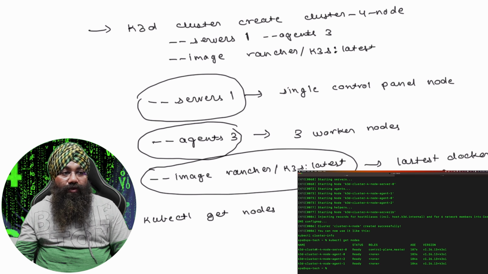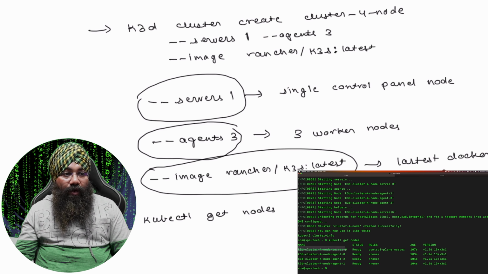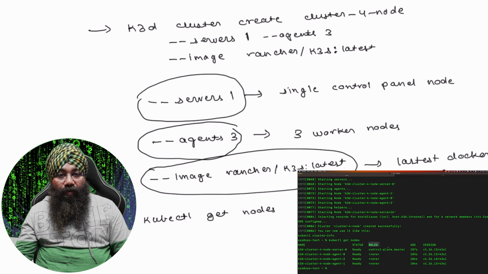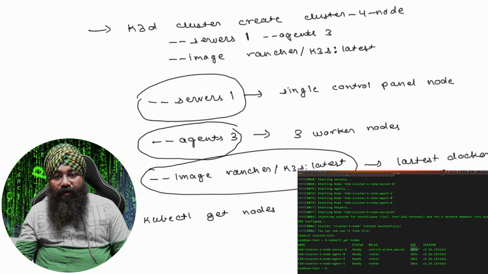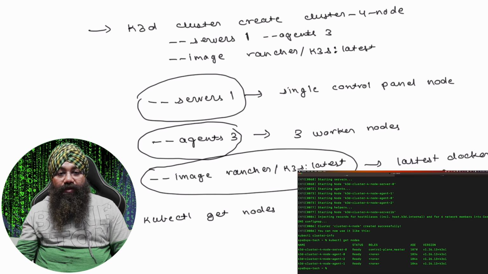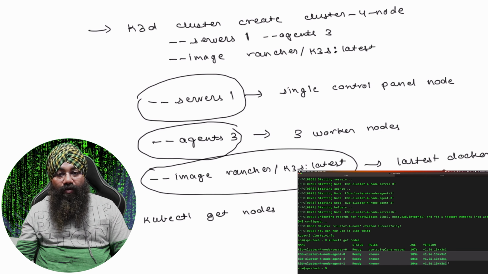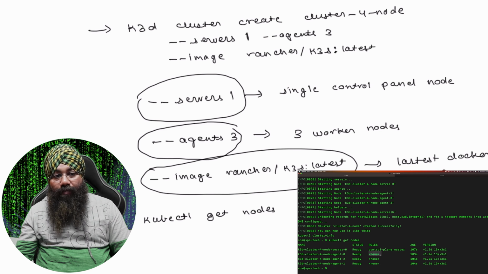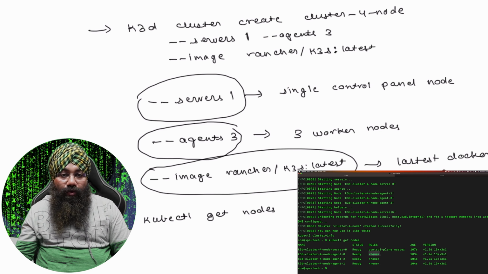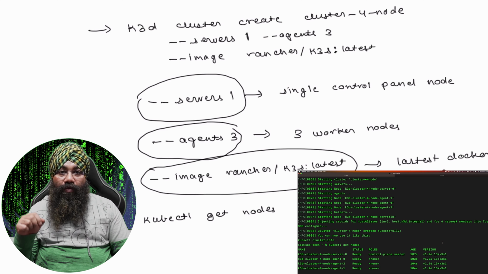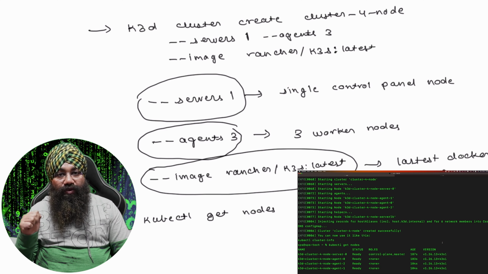Okay. So you see this one is the control plane. You can see its role is also control plane. And it has been created recently. We can see that first of all this was created. After that all the three worker nodes were created. The role is showing empty here, but these are worker nodes. Okay, so three worker nodes were created. So this is how we created a 4-node cluster using k3d.